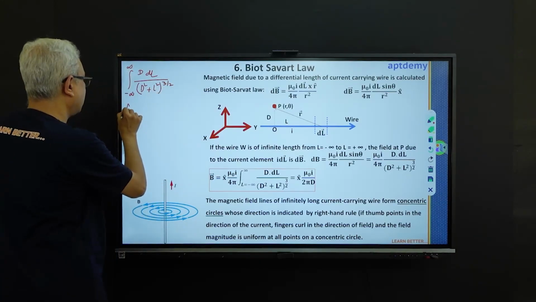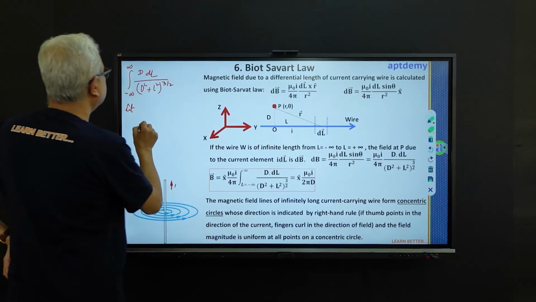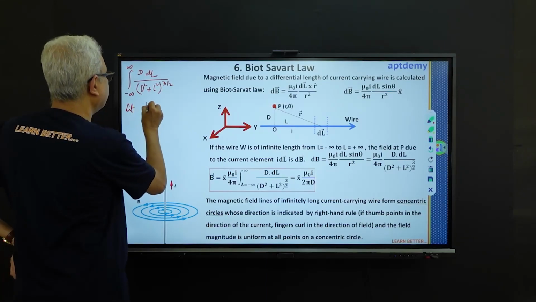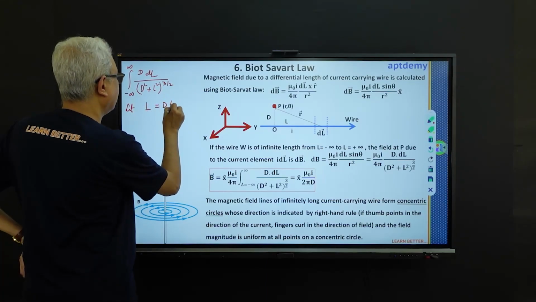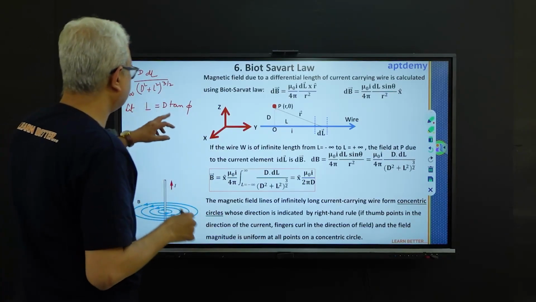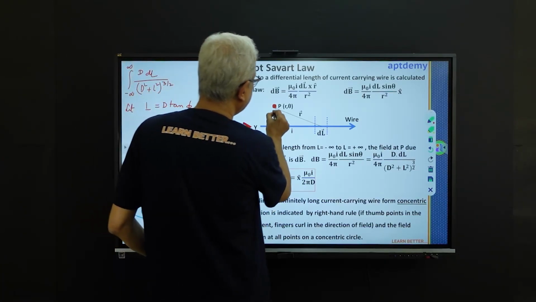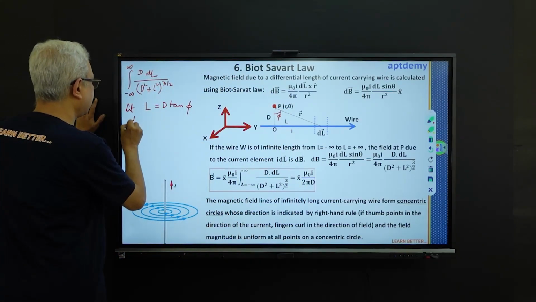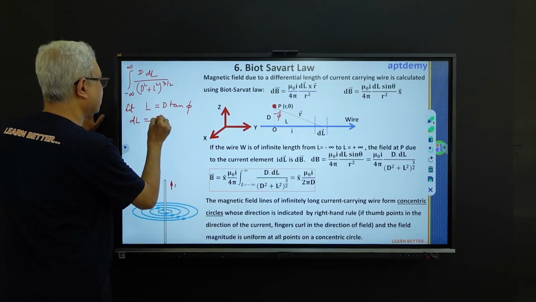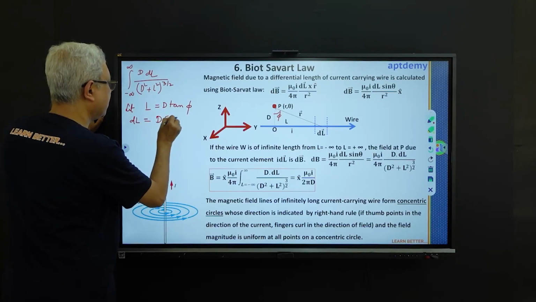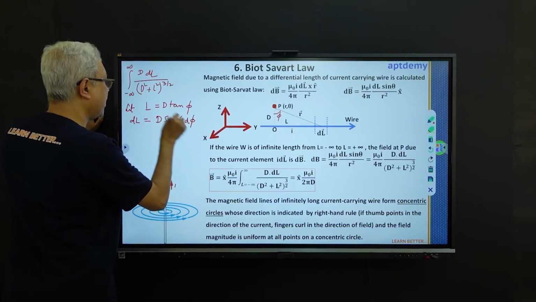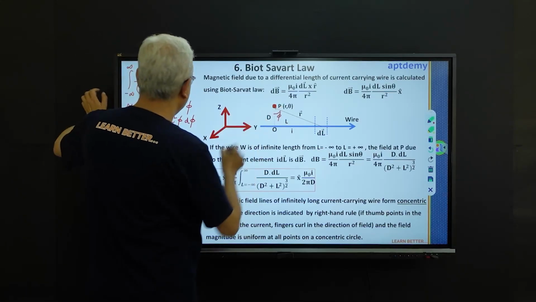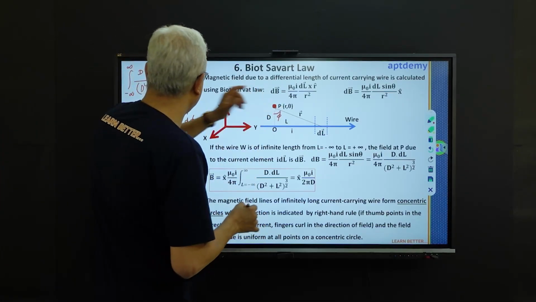Let L equal to d tan phi. That will be easier. So L by d is tan phi, that means take this angle phi. So dl is d sec square phi d phi. The earlier substitution you could also do, but it creates confusion. You better assume L equal to d tan phi, where phi is this angle.